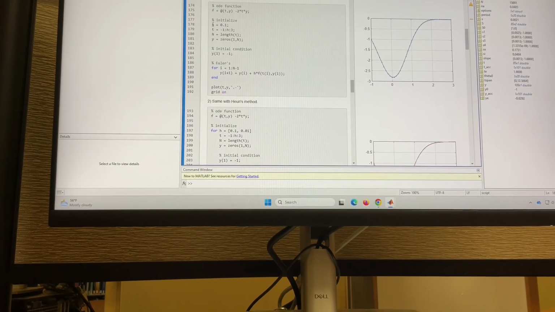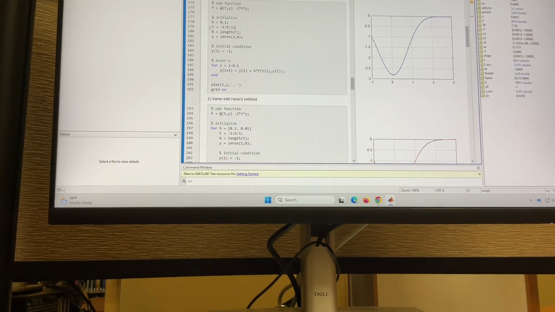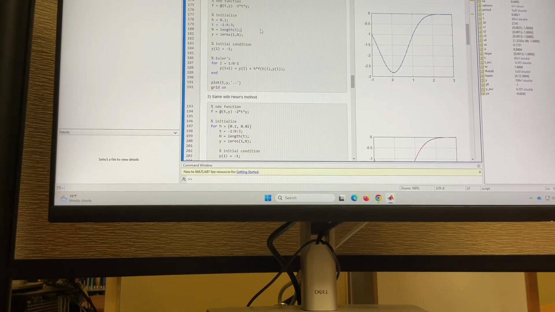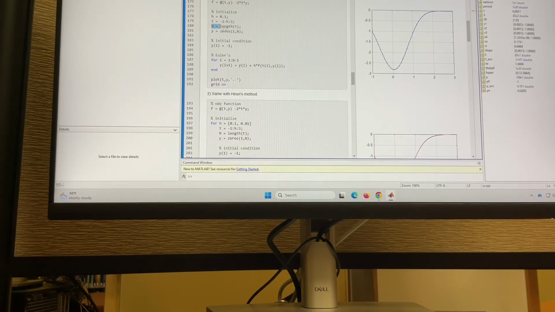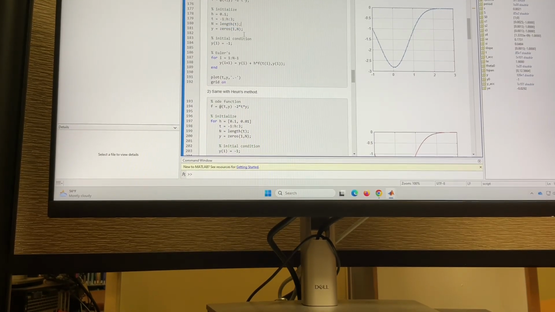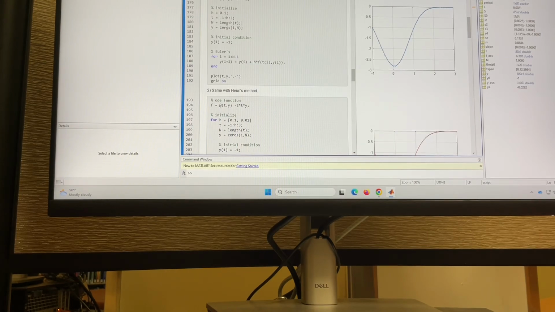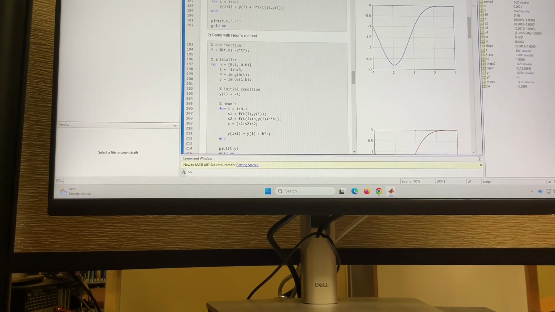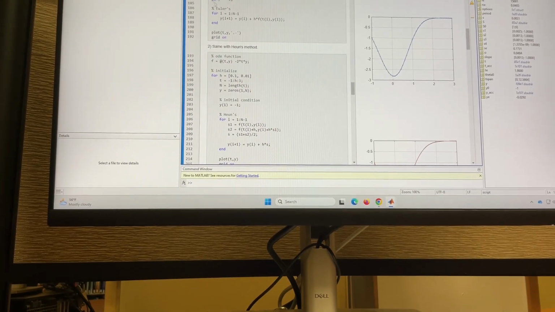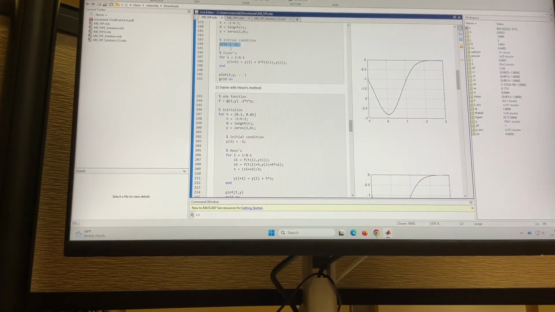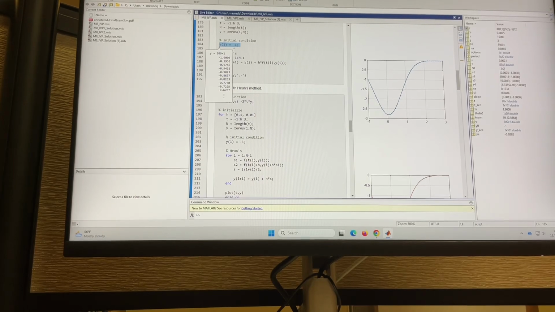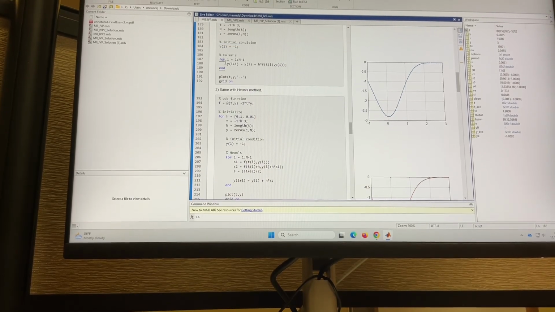So we have our step size h equals 0.1, and we have t equals negative 1 to 3, n is going to equal the length of t, and y, we're going to initialize it as zeros(1, n). Then we need to find our initial condition, which is y1 equals negative 1.